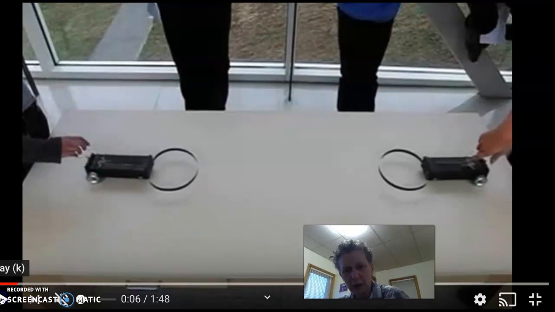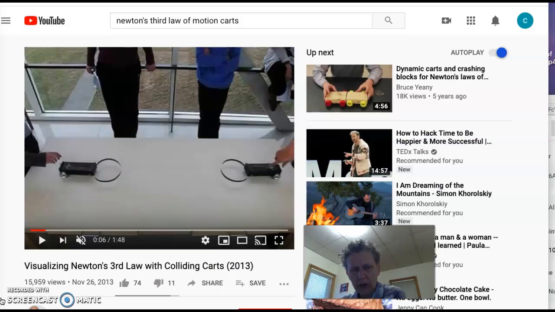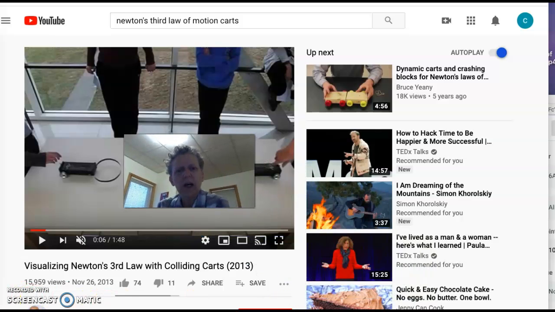I hope that it helps you understand how Newton's third law of motion works. It's a matter of equal and opposite forces, and I think that will help you understand how it works better than when you're thinking equal and opposite reactions.